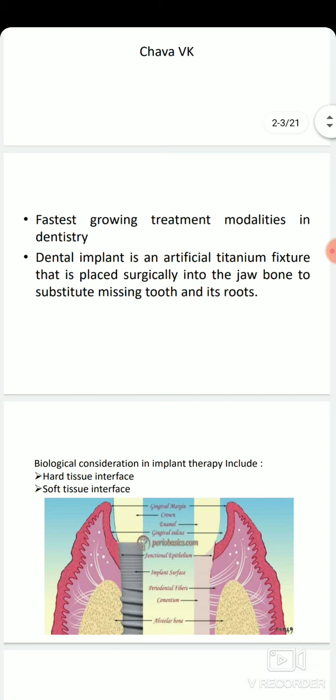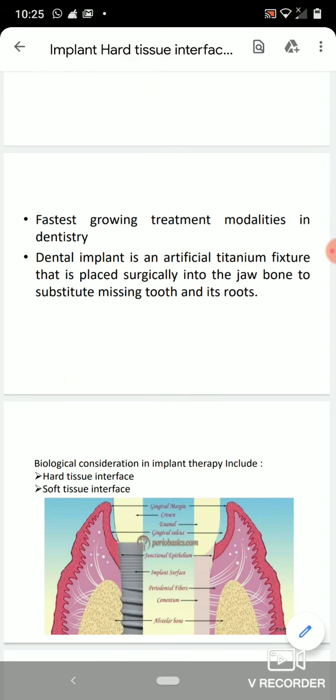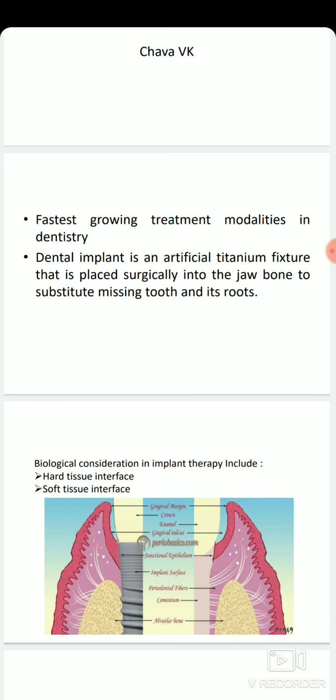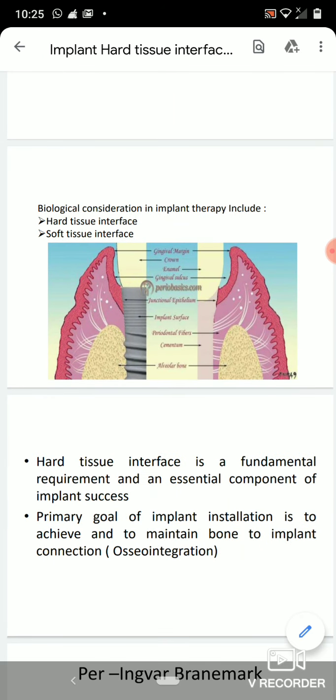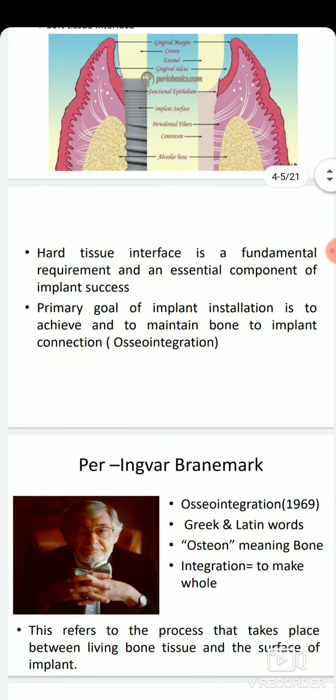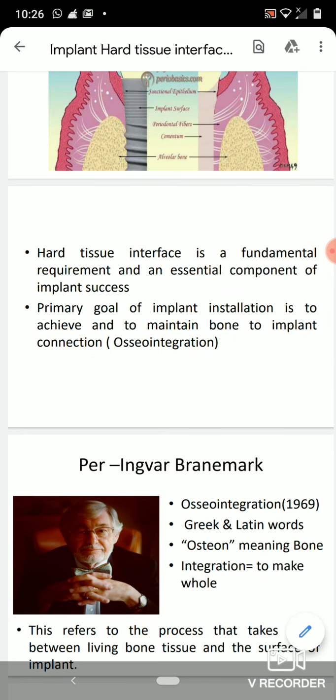A dental implant is an artificial titanium fixture that is placed surgically into the jawbone to substitute a missing tooth and its roots. It is one of the fastest growing treatment modalities in dentistry. This topic is dealt with under two headings, that is hard tissue interface and soft tissue interface. Today I'll be dealing with hard tissue interface, which is a fundamental requirement and an essential component of implant success. So what do you mean by hard tissue interface?